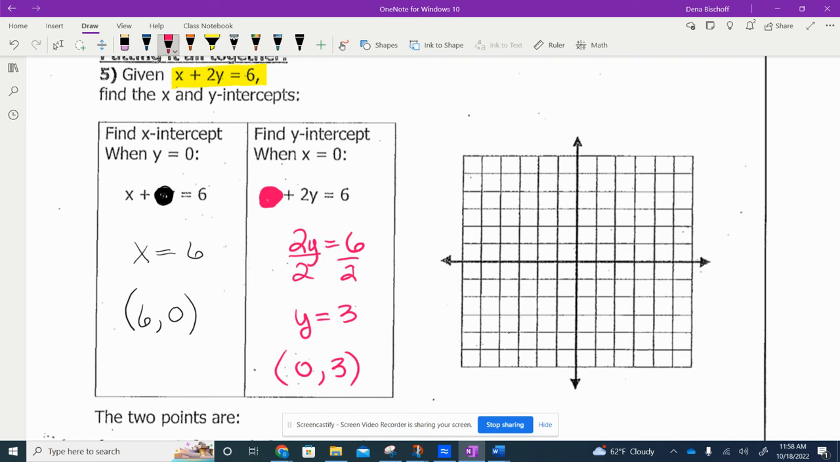So we're just going to plot those 2 points on our graph over here. Remember, this is my x-axis and this is my y. So I have to find 6, 0. 1, 2, 3, 4, 5, 6. That's this point right here. And I have to find the ordered pair 0, 3. 1, 2, 3. That's this point right here. Once I plot my 2 intercepts, remember intercepts are always going to be right on the axes. I connect my points with a line and put some arrows on the end of my line.